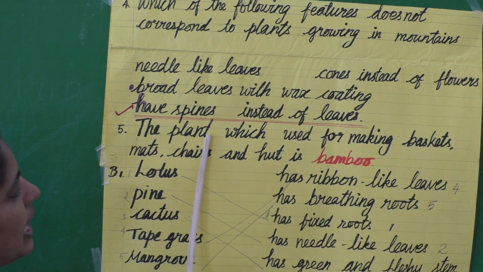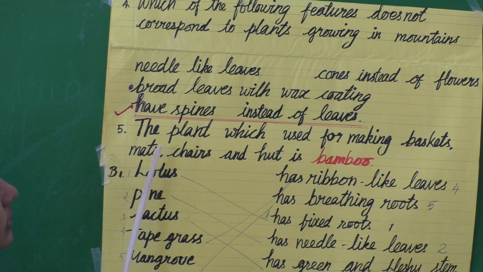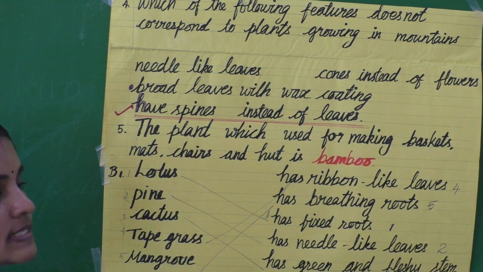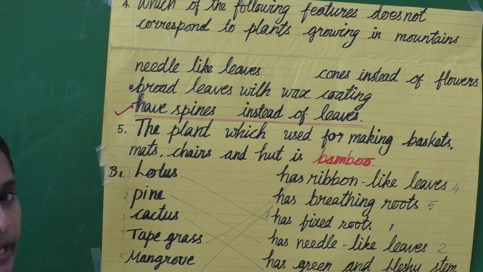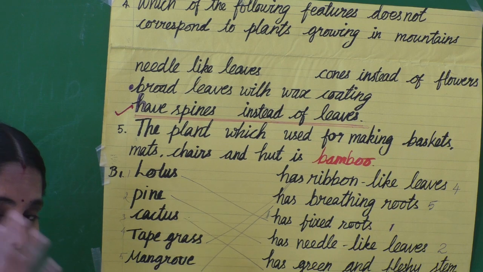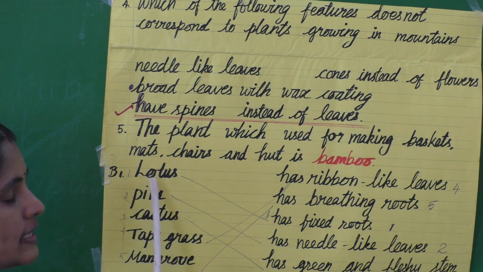Then the plant used for making baskets, mats, chairs and huts is bamboo. By using bamboo we can make baskets, like the fruit baskets they take to the market. So it is made of bamboo. Then coming to the next, section B of your book exercise.